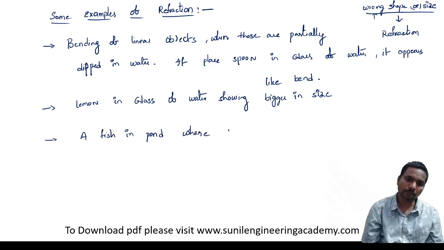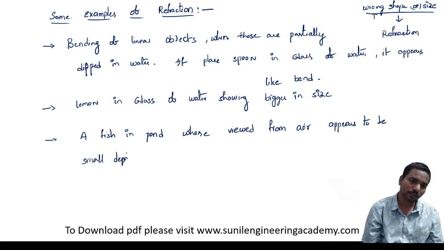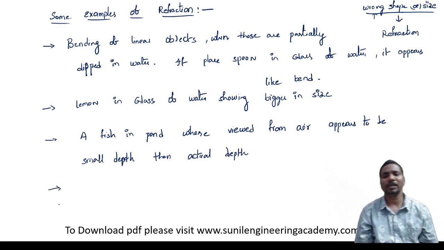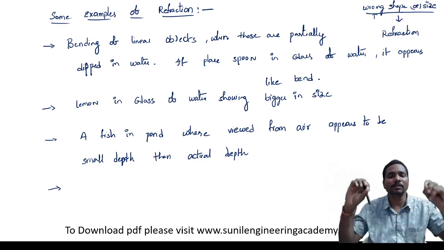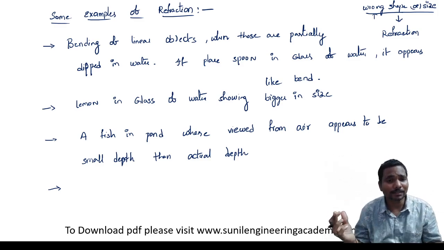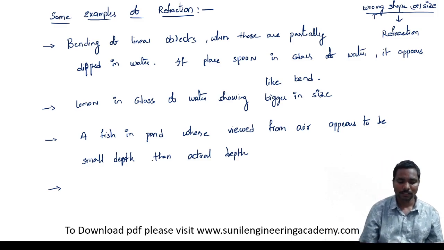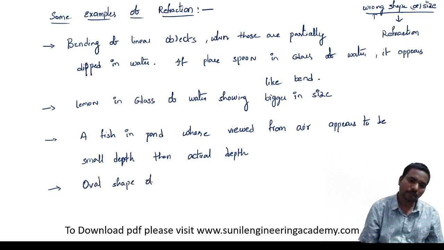when viewed from air appears to be at a smaller depth than the actual depth, but in the actual case it is more depth. And the sun, if you consider the sun in the morning and evening, it is somewhat of an oval shape. But in the real case, the sun does not change its shape, correct? So, the oval shape of the sun in the morning and evening.